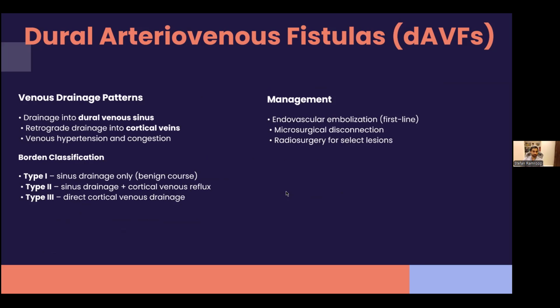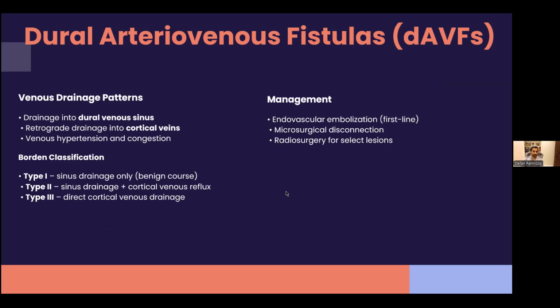Type 1 fistulas drain only into dural venous sinuses and generally follow a benign course. Type 2 fistulas demonstrate drainage into a dural sinus with retrograde reflux into cortical veins. Your type 3 fistulas drain directly into cortical veins without an intervening sinus. And the presence of cortical venous reflux is the key determinant of its aggressive behavior.